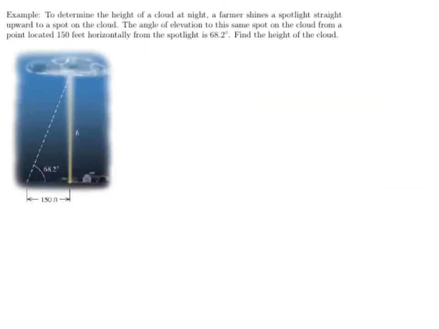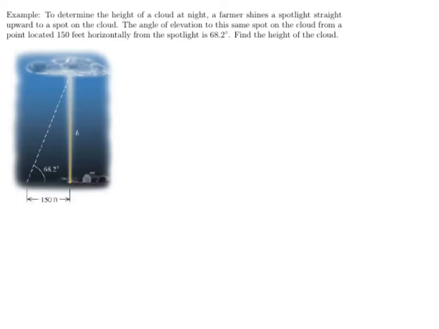And then let's move along to 2 application questions. First, we have to determine the height of a cloud. At night, a farmer shines a spotlight straight upward to a spot on the cloud. The angle of elevation to the same spot on the cloud from a point located 150 feet horizontally from the spotlight is 68.2 degrees. Find the height of the cloud.